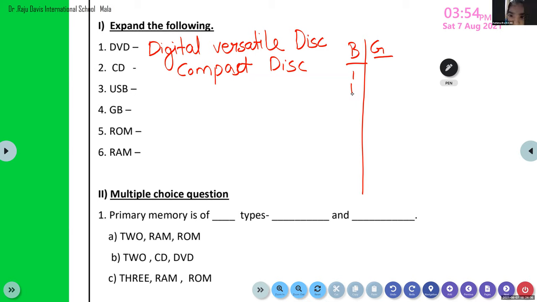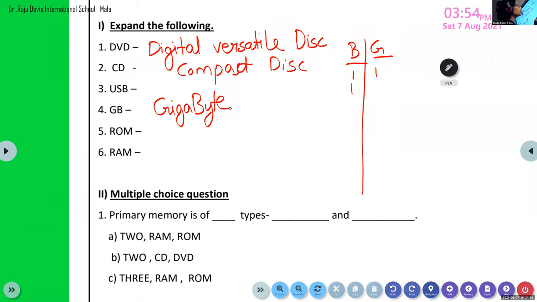Gigabyte. Excellent, GB stands for gigabyte. Okay, excellent. Next. You can mute, my dear.